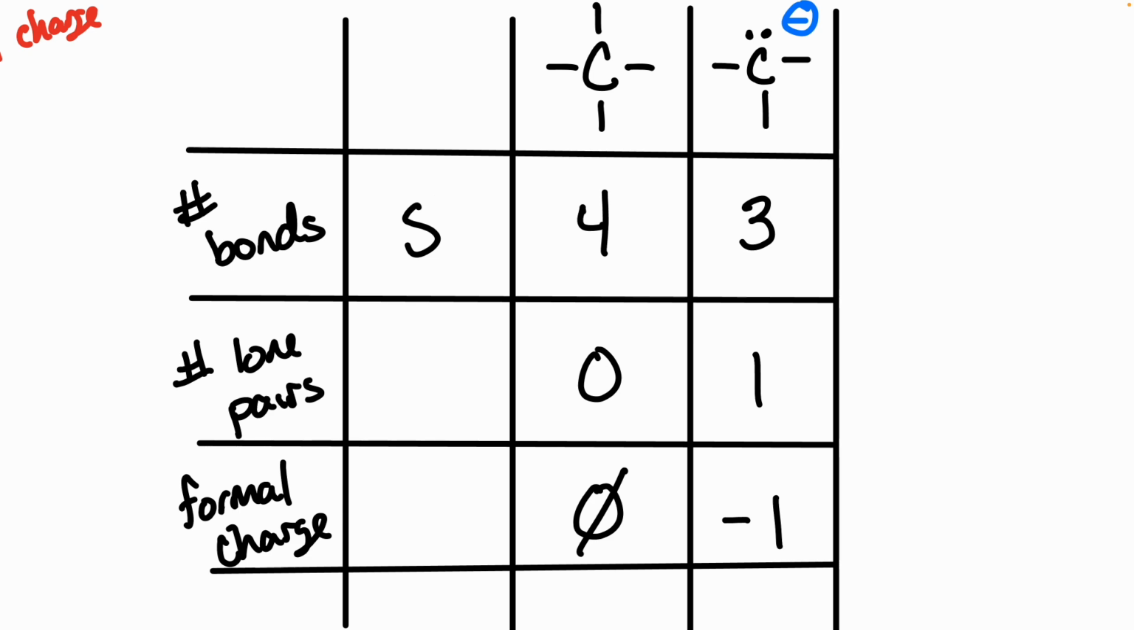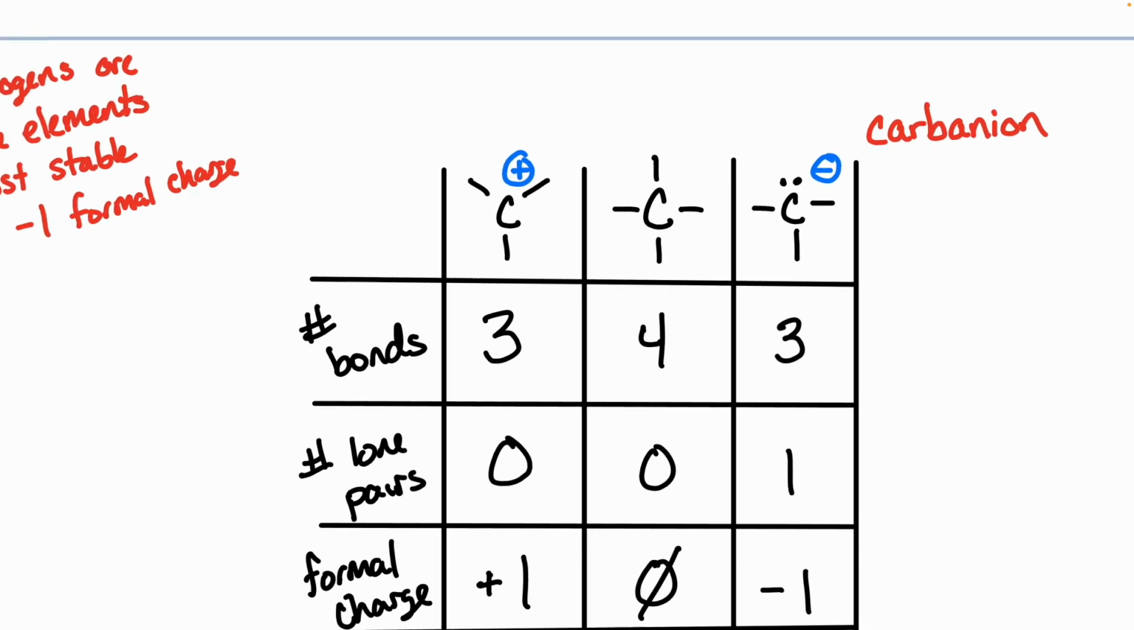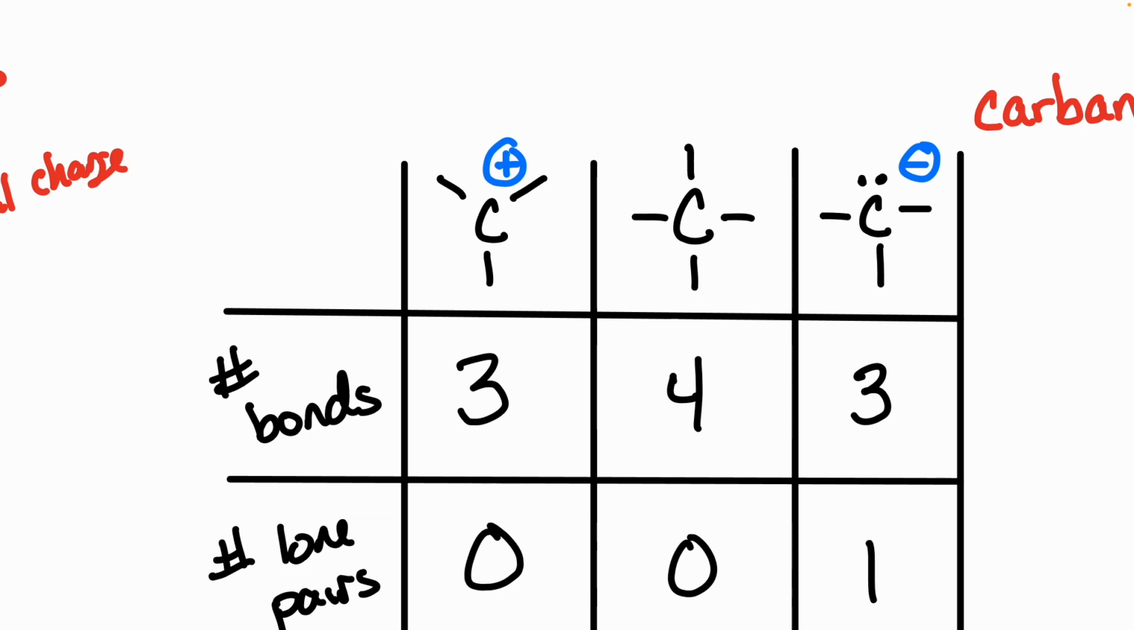So these positively charged carbons are kind of weird. They only have 3 bonds and 0 lone pairs. You have to remove that pair of electrons. Okay. So now we have 3 bonds and no lone pairs, giving it a positive charge. Again, because it's carbon, we've got a special name for this. This is a carbocation.